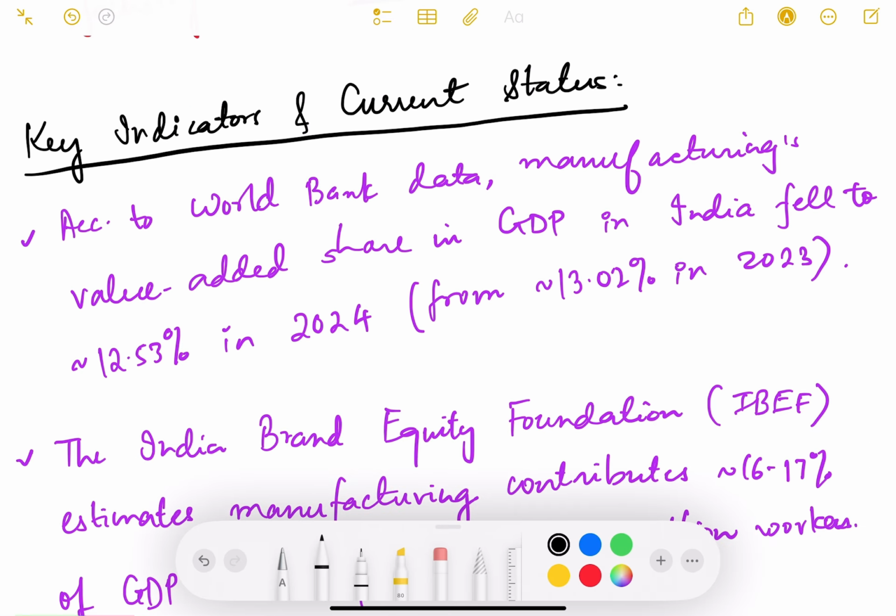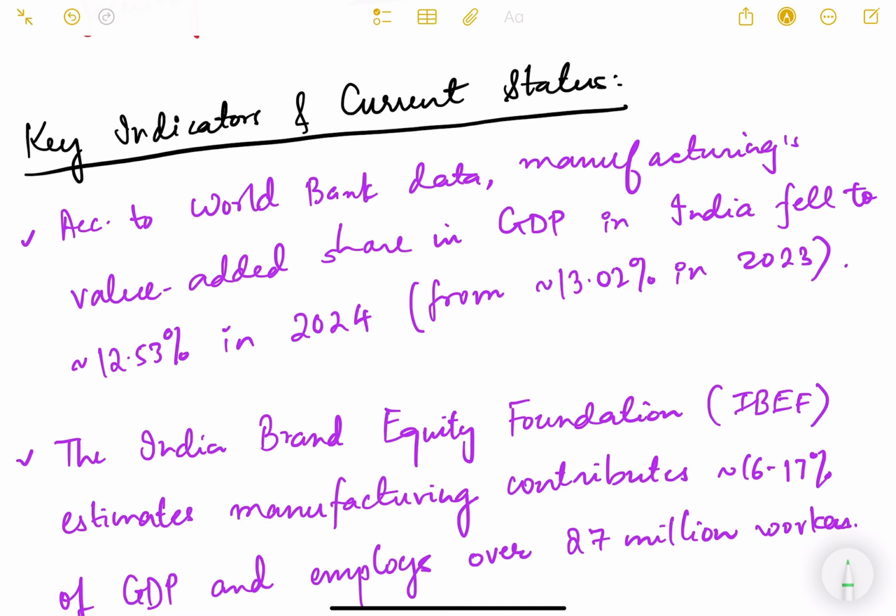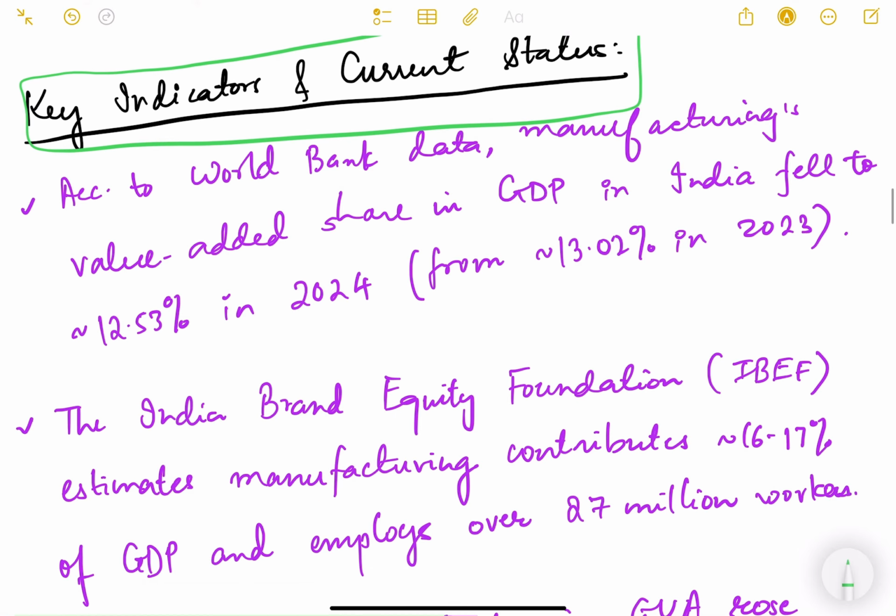Now let us look at some of the key indicators and current status. According to World Bank data, manufacturing's value added share in GDP in India fell to 12.53% in 2024 from 13.02% in 2023. So the share of manufacturing in our GDP in terms of value added has actually decreased.